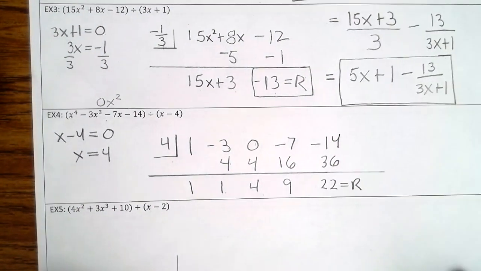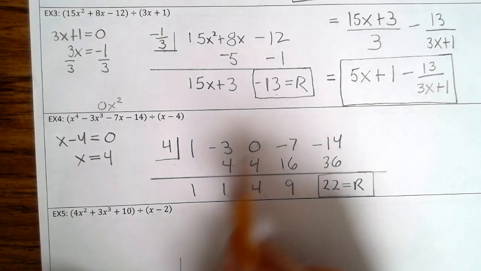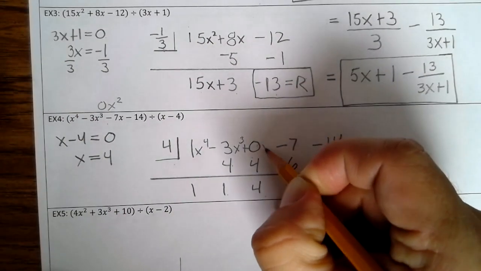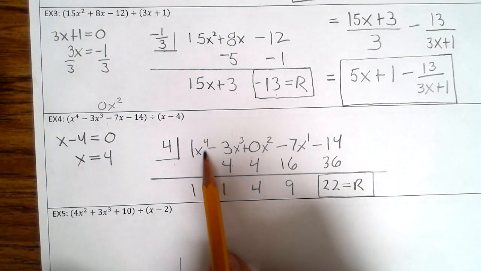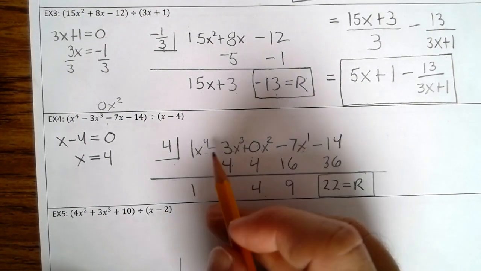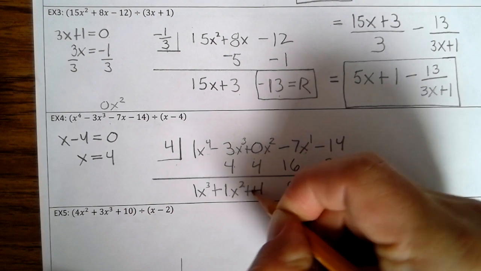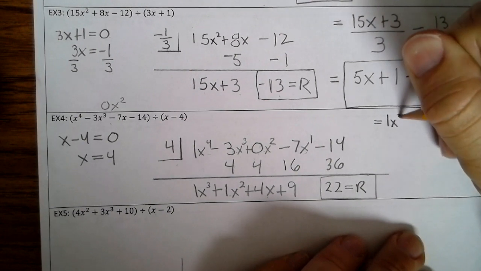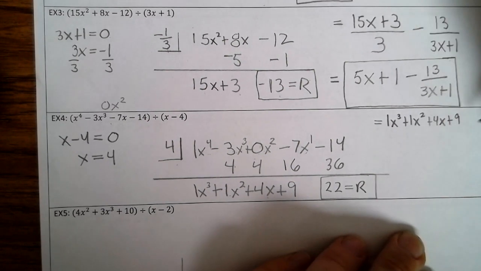Now, the reason why you had to put that 0 is because this was x to the 4th minus 3x cubed plus 0x squared minus 7x. So you have to have 4, 3, 2, 1. You have to have every exponent. Since there wasn't an x squared, you have to put a 0 there. Okay, and they reduce, so x to the 4th becomes x cubed plus x squared plus 4x plus 9. So your answer is 1x cubed plus 1x squared plus 4x plus 9 plus 22 divided by x minus 4.